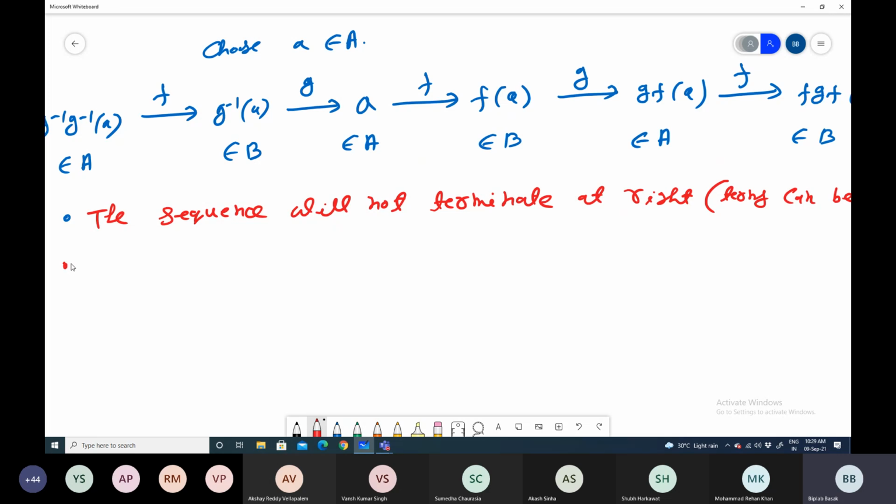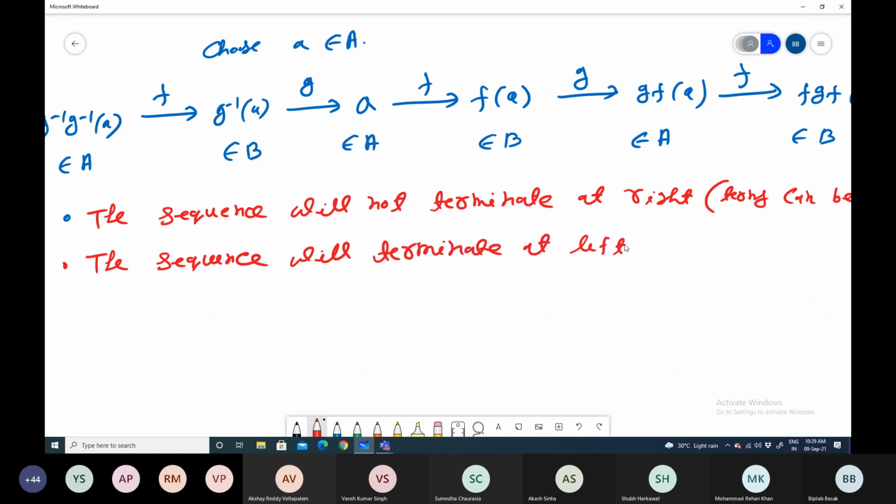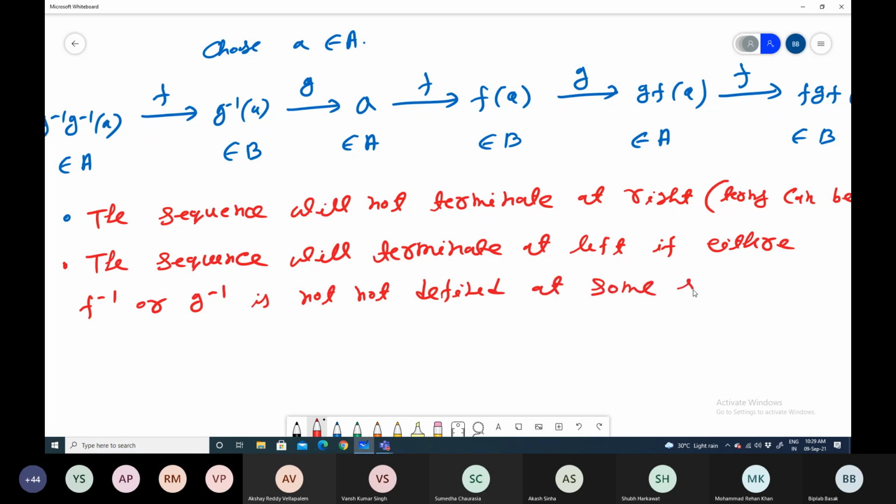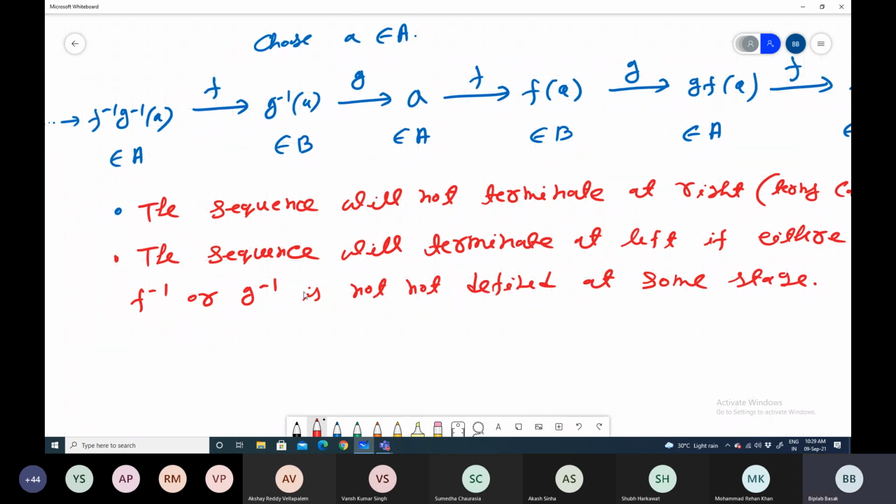The other observation is the sequence will terminate at left if either F inverse or G inverse is not defined at some stage.